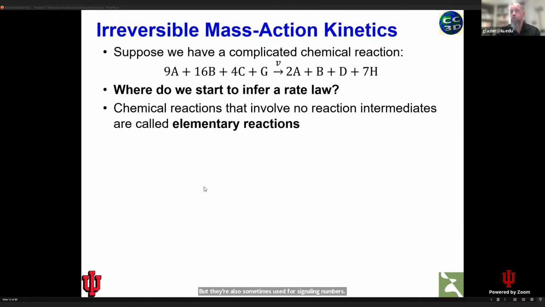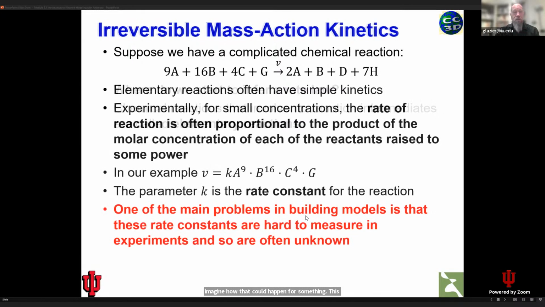If we have some complex reaction, and this is just something made up, it's not a real chemical reaction, we need to have some way of writing the rate of reaction. In general, chemical reactions have relatively complicated rates, but if we assume that the reaction happens with no intermediates, and it's a little bit hard to imagine how that could happen for something this complicated, we often assume, to begin with, something called mass action kinetics.